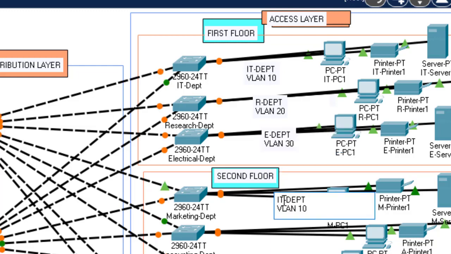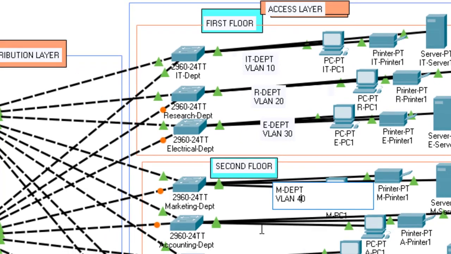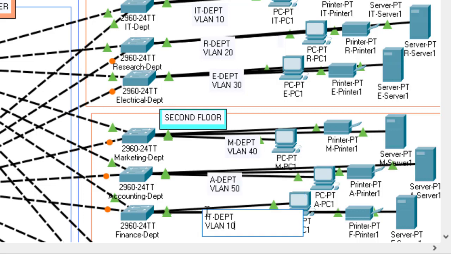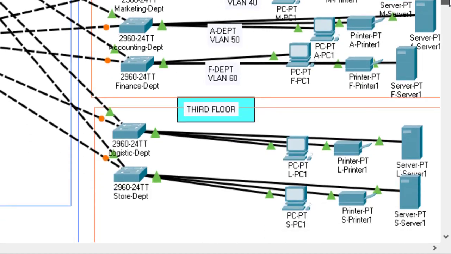So M dept should be in VLAN 40. Then accounting department should be in VLAN 50. Accounting A department. Then finance department should be in VLAN 60. And then logistic department should be in VLAN 70. Logistic L department should be in VLAN 70.